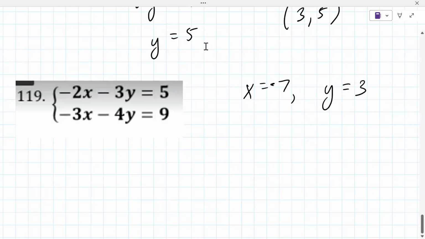So now, and you should know this by now, you can check it in the other equation. Hopefully it works. If it doesn't, you made a mistake. It's -3 times -7 minus 4 times 3. Does that equal 9? Yes, it does. And that's what you should do for all these. You should have a way to check them before you turn this in. There's no reason for you not to walk out knowing you got every one of them right. Yeah. All right. So here we go.